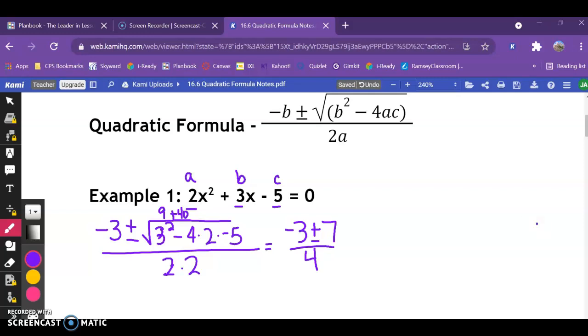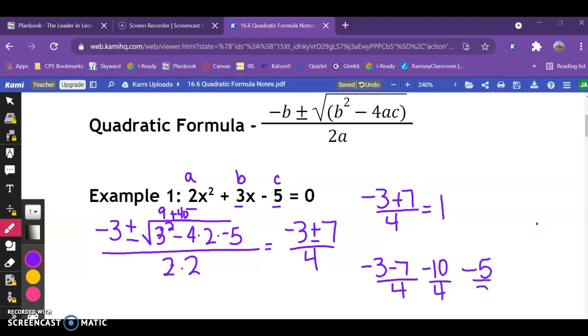And then from there, we break it up into 2 equations. We have negative 3 plus 7 over 4, and we have negative 3 minus 7 over 4. And then you simplify these. Negative 3 plus 7 is 4. 4 divided by 4 is 1. And then negative 3 minus 7 is negative 10. Negative 10 over 4 reduces to negative 5 over 2. So 1 and negative 5 halves is our answer.